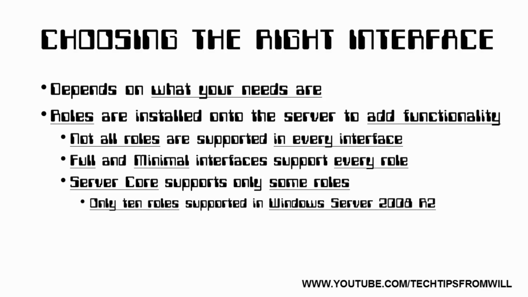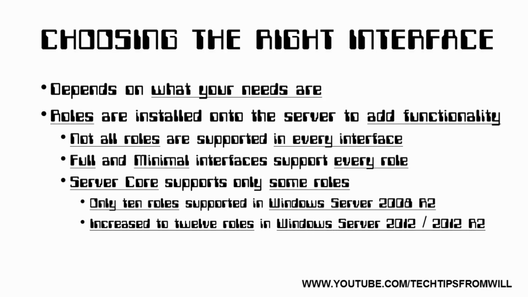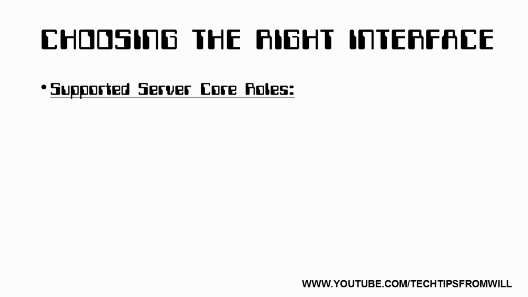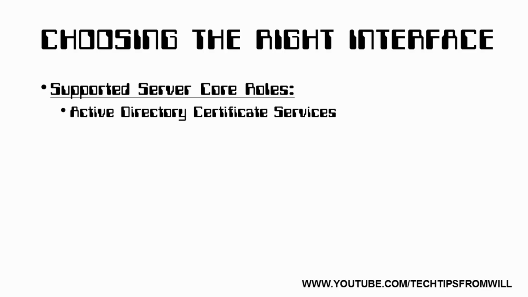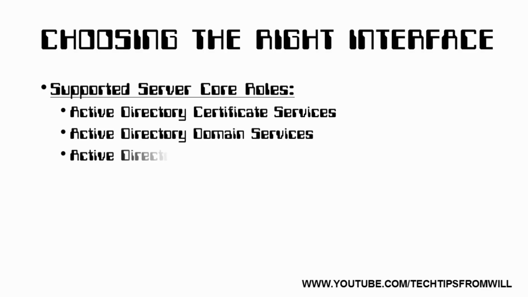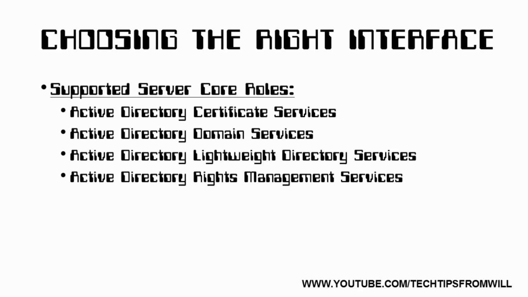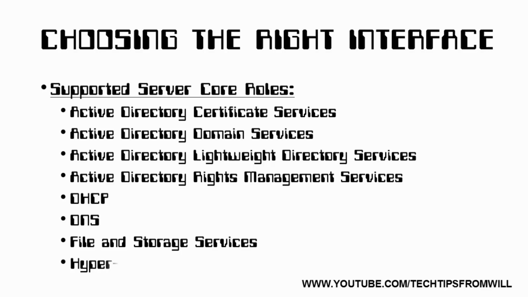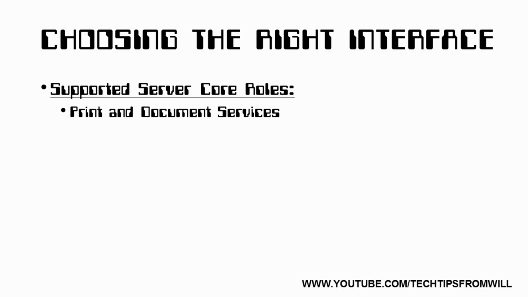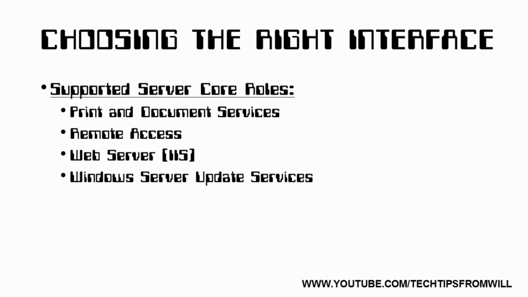With Windows Server 2008 R2, only 10 of the server roles could be used in server core. With Windows Server 2012 and Windows Server 2012 R2, Microsoft has increased this to 12 roles. Server Core supports the following roles: Active Directory Certificate Services, Active Directory Domain Services, Active Directory Lightweight Directory Services, Active Directory Rights Management Services, DHCP, DNS, File and Storage Services, Hyper-V, Print and Document Services, Remote Access, Web Server IIS, and Windows Server Update Services.